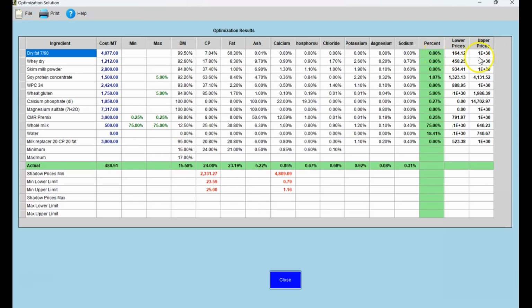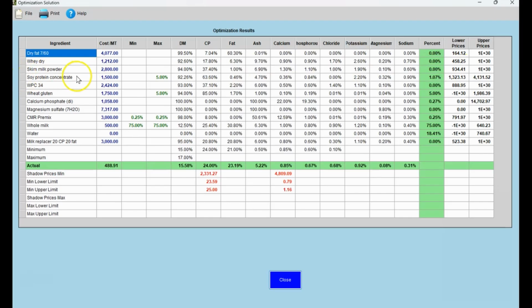The upper price shown is 1 times 10 to the 30. This indicates that there's effectively no upper limit, because the ingredient is already excluded from the formula. Increasing its price further would not change its inclusion. It's already out. You'll see similar behavior for ingredients such as dried whey and skim milk powder. These ingredients are not used in the solution, and the lower price tells us the point at which each ingredient would begin to enter the formulation.